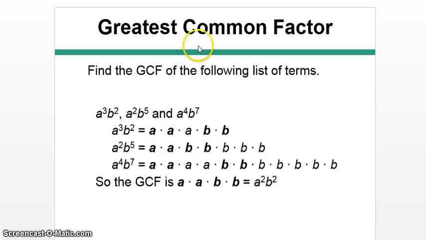Greatest common factor. Find the GCF of the following list of terms: a cube b square, a square b to the power 5, and a to the power 4 b to the power 7. So there are 3 terms. You have to find the GCF of all the terms.